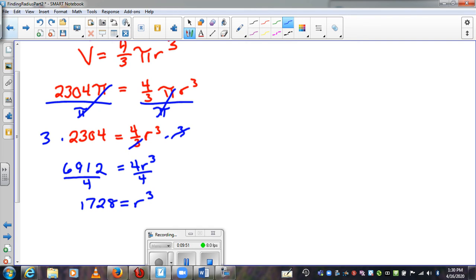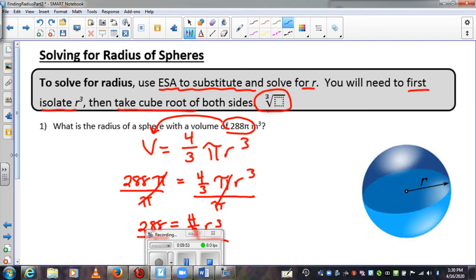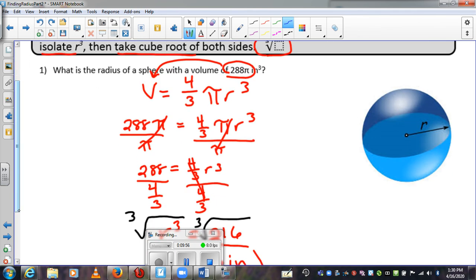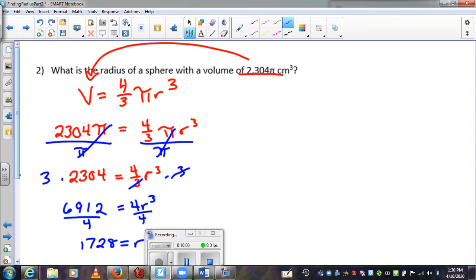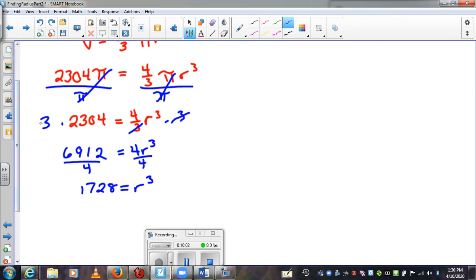So in the previous problem, I just divided both sides by 4/3, one step right here. Here I did it in 2 steps. First I multiplied both sides by 3 to get rid of the thirds. Then I divided both sides by 4. It's completely up to you what you decide to do.